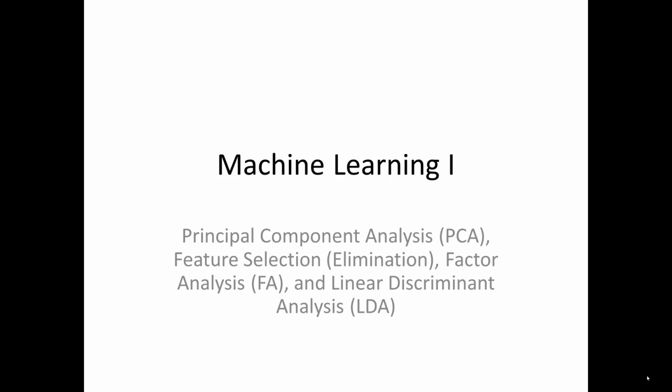Today we're going to talk about dimensionality reduction in the context of machine learning. We're going to discuss a variety of methods for dimensionality reduction. They include principal component analysis, or PCA, feature selection or feature elimination, factor analysis, and linear discriminant analysis, or LDA.